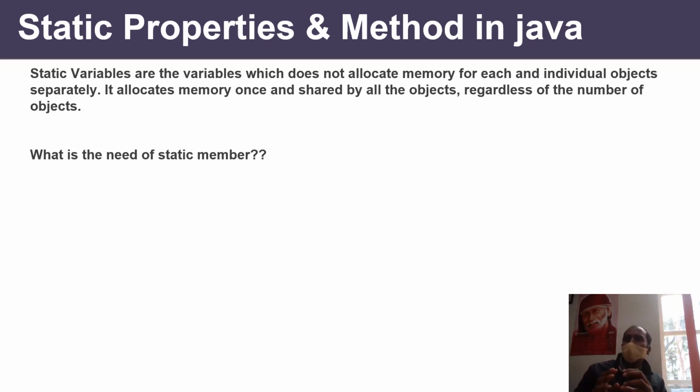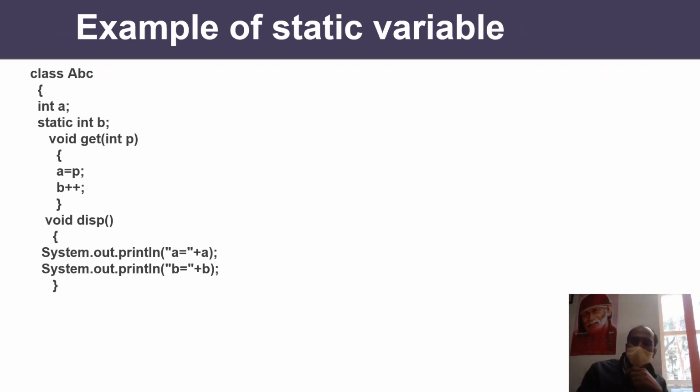Now, if you understood what I said, I am giving you an example and you have to think and give me the answer. Let's see an example. I have created a class ABC. I have taken two members inside this class, int A and static int B. Now I have created a parameterized method get, which receives a parameter int P, assigns that P to A, and increments the static variable. By default, a static variable is initialized with 0.